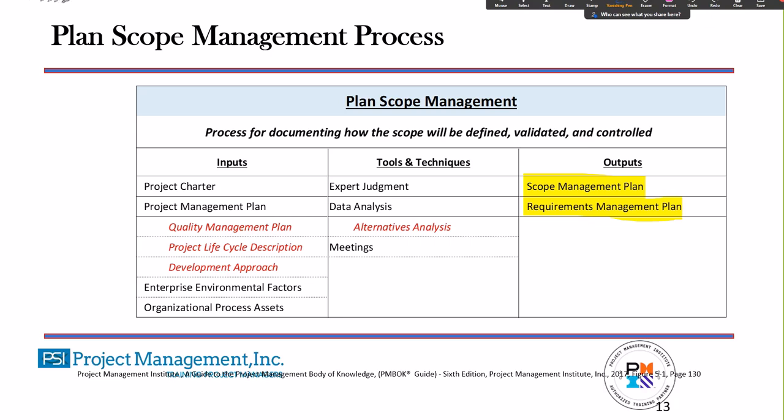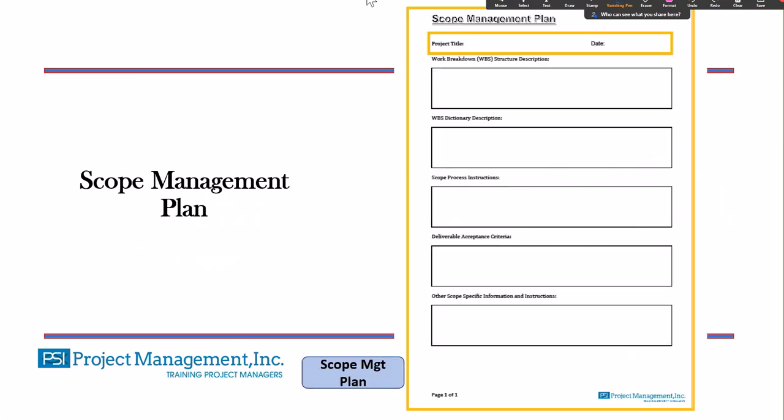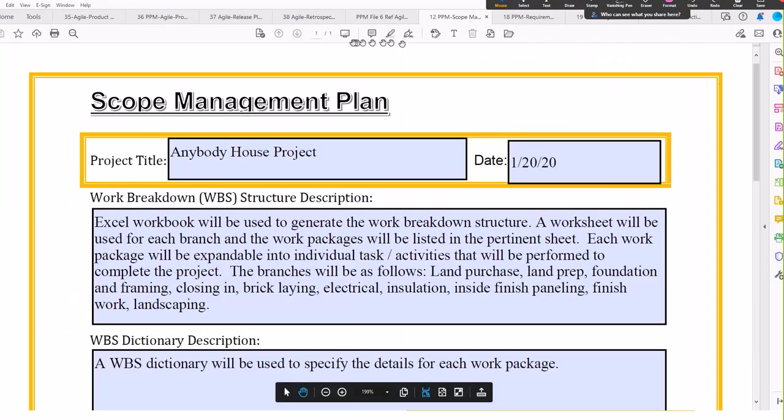So you can see the process itself, plan scope management. We have inputs into this process that enable us, through use of the tools and techniques, to create the outputs. And here are my outputs: scope management plan and requirements management plan. So here's what a scope management plan would look like. Actually, I'm going to show you one that is actually completed. And this is the scope management plan here.